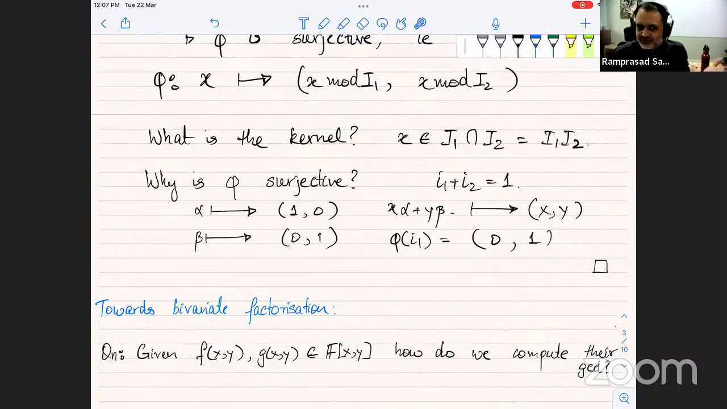But how do we even compute their GCD? Okay, so this already becomes a little unclear, because how did we do this for univariate polynomials? We applied the Euclidean division algorithm. Now, the division algorithm, when you're dealing with bivariates, is already something weird, right?